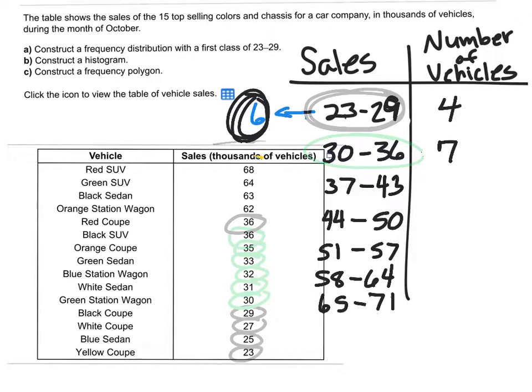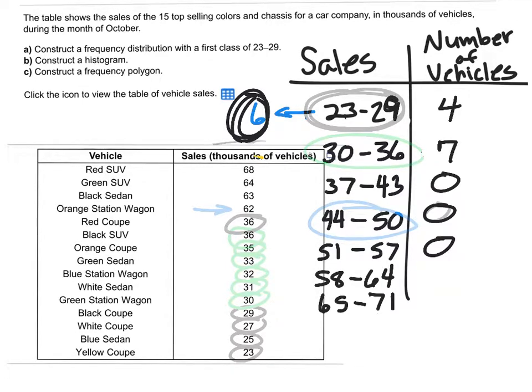Then between 37 and 43, you'll see that there are no numbers that fall between 37 and 43. So that means we're just going to write 0 here. There are also no numbers that fall within the interval of 44 to 50, because you can tell our table is going to start off here in the 60s in a second. So I've got a 0 there also. And I also have another 0 for this next interval because we don't have any numbers that would fall within the interval of 51 to 57.